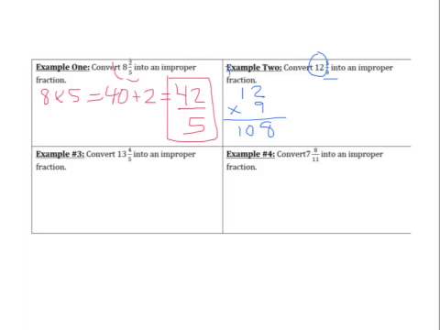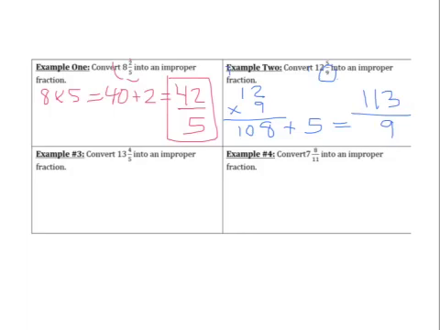Step 2 said to add your numerator. Let's erase this so I can see my numerator. My numerator was 5. So I'm going to take 108. I'm adding my numerator, which is 5. 108 plus 5 is 113. Step 3 says to keep your original denominator. My original denominator is a 9. My final answer is 113/9.